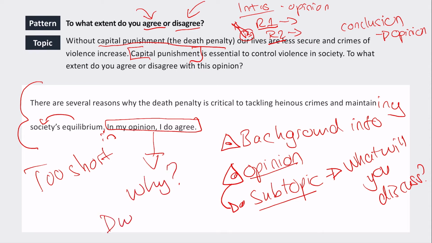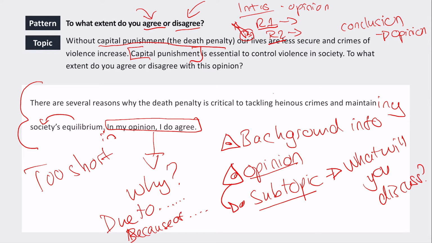So you can say due to such and such a reason, I agree. Or, due to something, or according to, because of such and such a reason, I do agree. So that would be a better, stronger sentence.